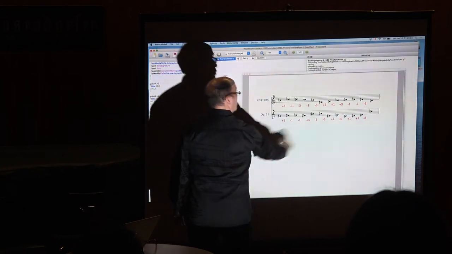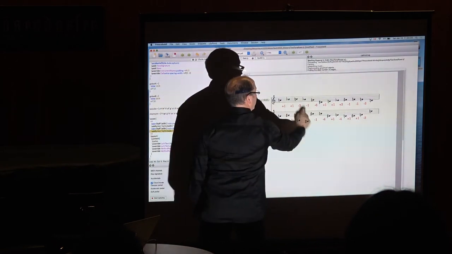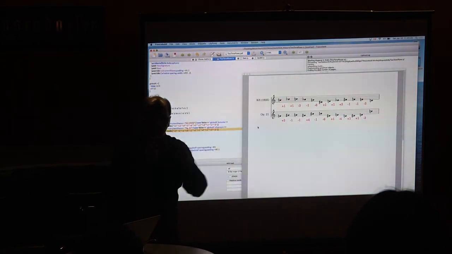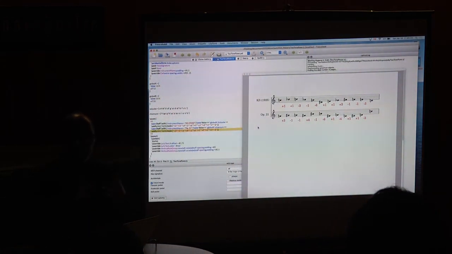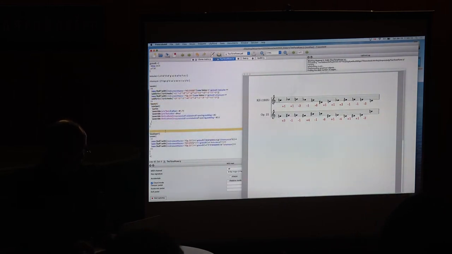I've lost it down here. Oh, 1, 1, minus 3, 1, 1, minus 3. So we have some patterns that are suddenly obvious. What would be great is if we engraved it so that that was even more obvious. And lo and behold, I have done just that.